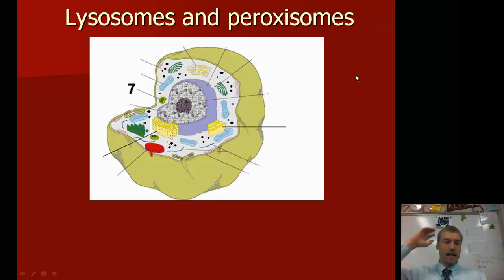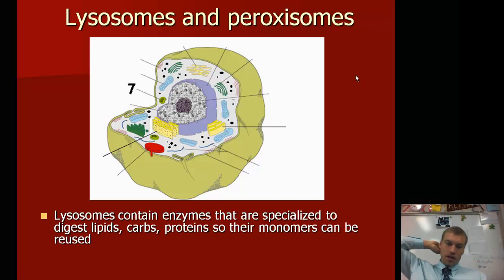We also got lysosomes and peroxisomes. Your lysosomes contain enzymes that are specialized to digest lipids, carbs, and proteins so that their monomers can be reused. So they basically break them down. So when your cells bring stuff in, it breaks it down so that then they can recombine them.